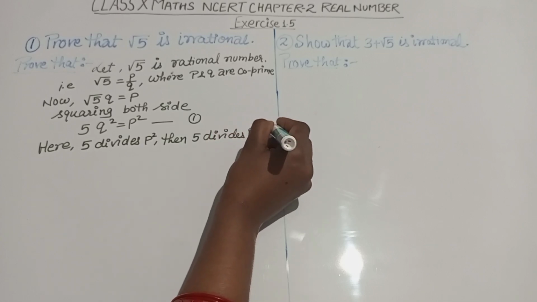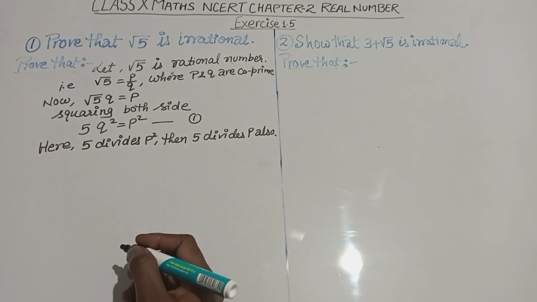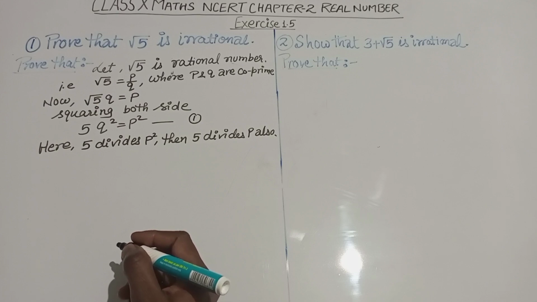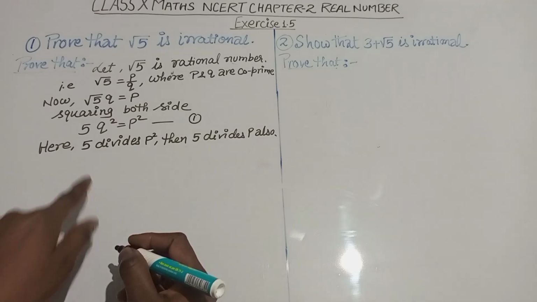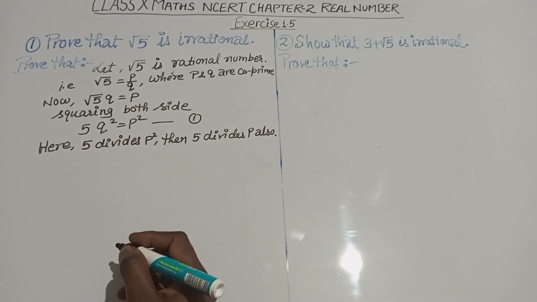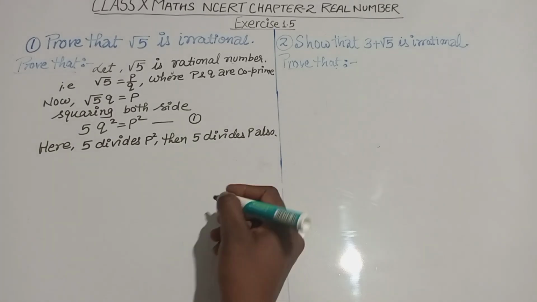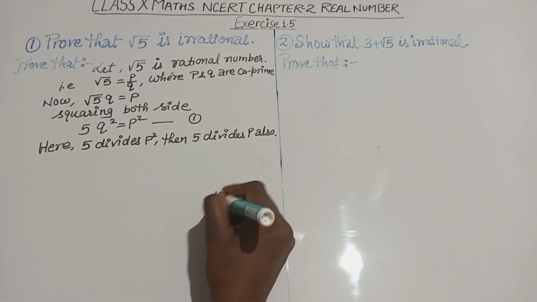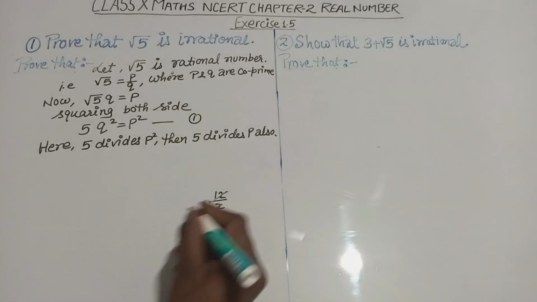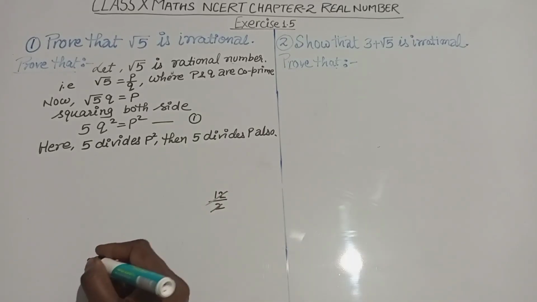We have done the theorem: if p is a prime and the prime divides a square, then it divides a also. Any prime number that divides the square of a number also divides the number. It means if 5 divides p square and 5 divides p also, p is a multiple of 5. If 2 divides 12, it means 12 is a multiple of 2.